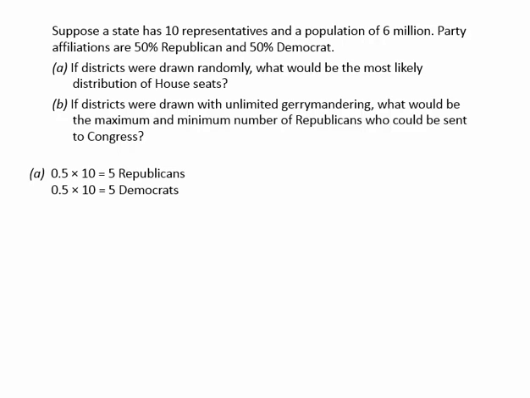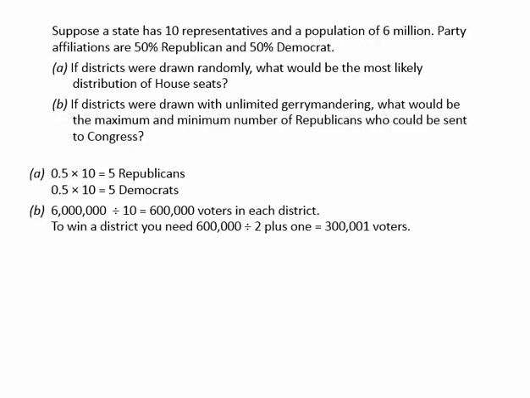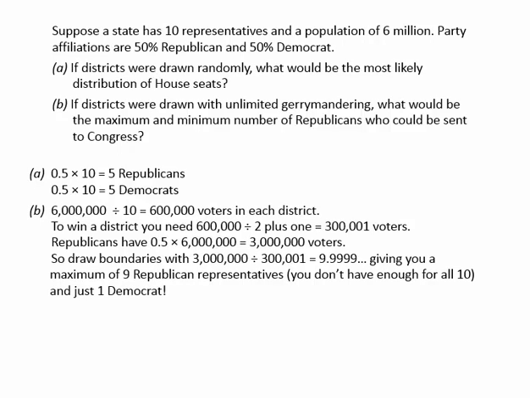Well, if districts were drawn truly at random, you'd expect the distribution to be 50-50, just like the population, right? With 5 Republicans and 5 Democrats. If unlimited gerrymandering were allowed and the Republicans could control the boundaries, well, take the population of 6 million and divide by 10, so you'd have 600,000 voters in each district. To win a district, you need 50% plus 1, right? For a total of 300,001 voters. So if it were possible to draw boundaries and spread out your Republican voters precisely to give them a barely winning majority, 50% plus 1, how many districts could you do that in? You could do it in 9 districts, and that would leave the Democrats with just a single representative.